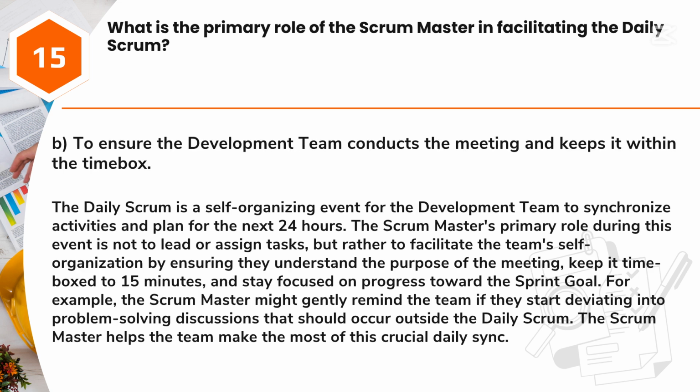Answer: B. To ensure the development team conducts the meeting and keeps it within the time box. The daily Scrum is a self-organizing event for the development team to synchronize activities and plan for the next 24 hours. The Scrum Master's primary role during this event is not to lead or assign tasks, but rather to facilitate the team's self-organization by ensuring they understand the purpose of the meeting, keep it time-boxed to 15 minutes, and stay focused on progress toward the sprint goal.